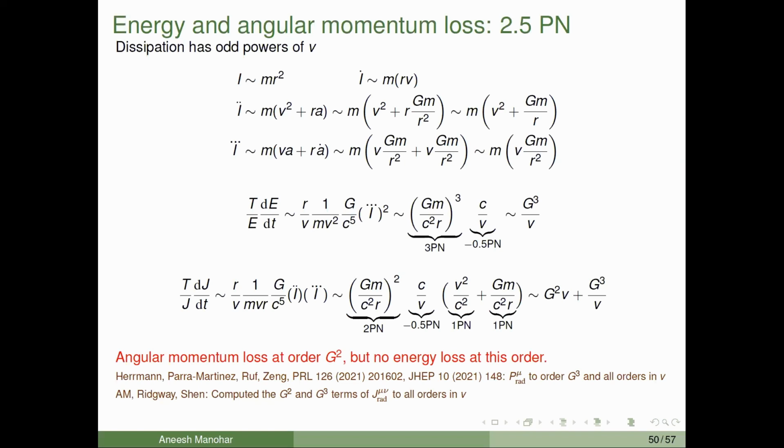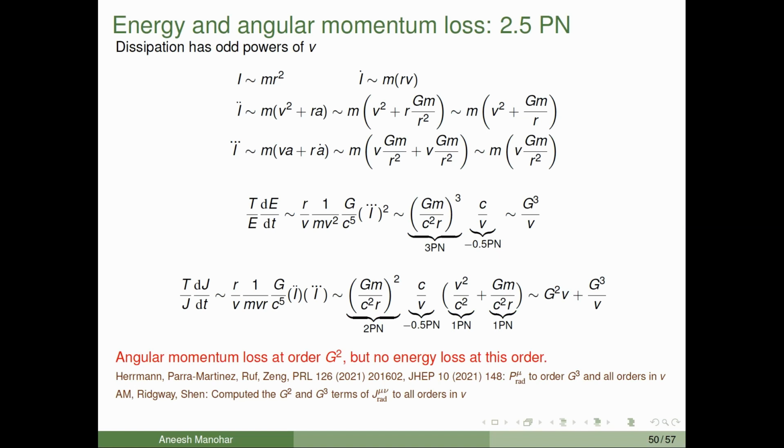If you differentiate one more time, the triple derivative, both of them end up giving you the same kind of structure, so you get a GM v over r² here. I hope I did this right. Now if I look at energy radiation, which is the third derivative of the moment of inertia squared, this is the Matthews and Peters formula, and I rescale it by multiplying by the time of the orbit divided by the average energy of the orbit to get something dimensionless. You work it out and you get three factors of GM over r and one factor of c over v. So in short, it's G³ over v, and this is 2.5PN. It's 3PN from the G³ and minus 0.5PN from the v.